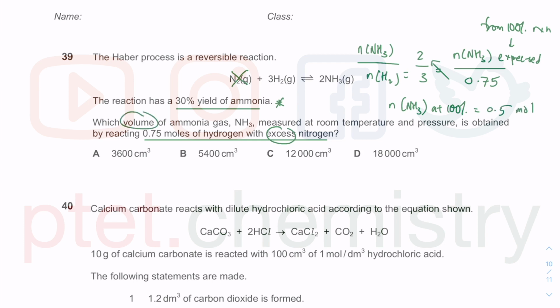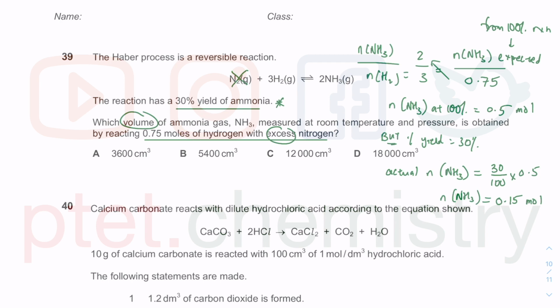Before I do the volume, I need to think about percentage yield. It is only 30%. So what is the actual mole of NH3 obtained at 30%? So it's 30 over 100 times what I expect to get. So 0.5 times 30 divided by 100, I get 0.15 mole. And this is the mole of ammonia gas. And this is the actual mole based on the actual yield.